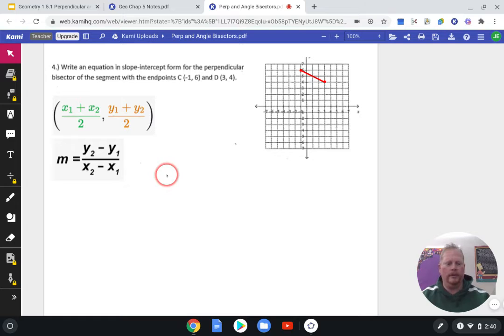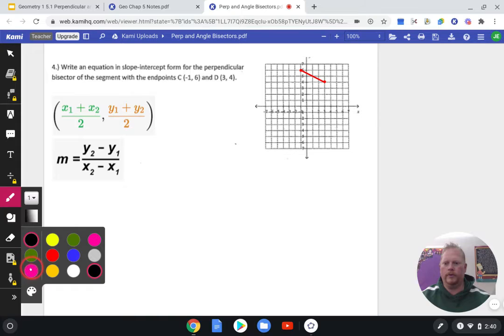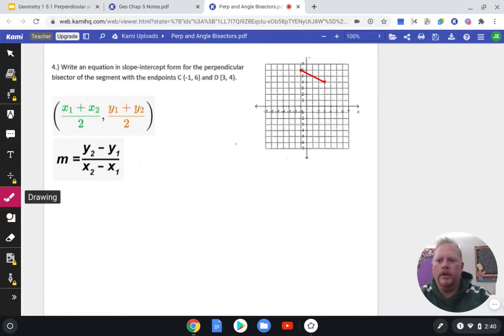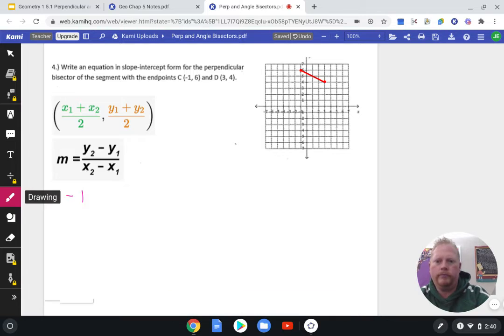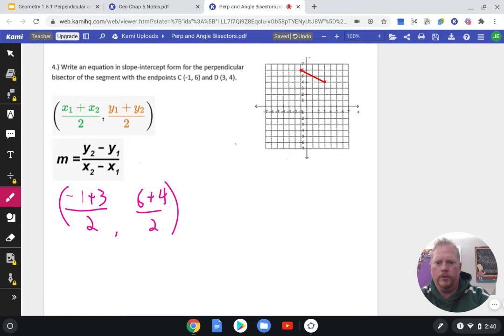So if I take the 2 endpoints, let me go ahead and get this going. I average up the 2 x's, so -1 plus 3 over 2, and average up the y's, so 6 plus 4 over 2. So that makes 2 over 2, which is 1, and 10 over 2, which is 5. So the midpoint of this segment is 1, 5.